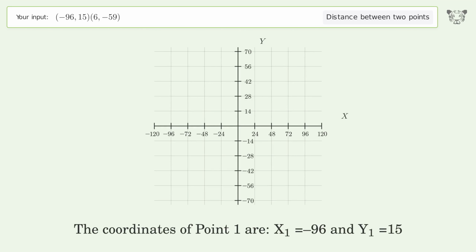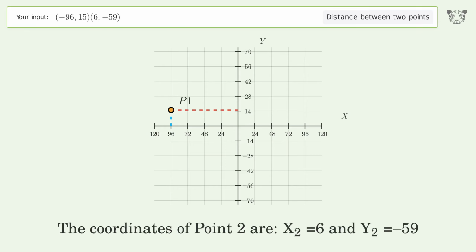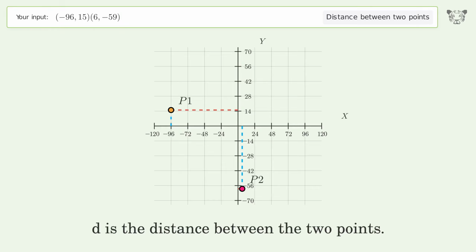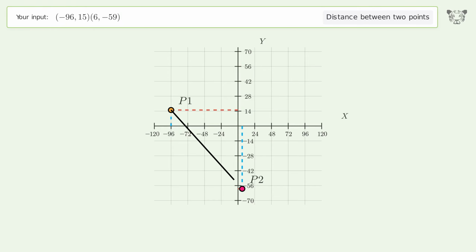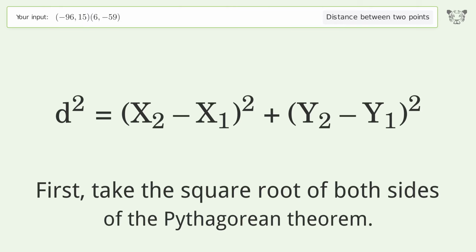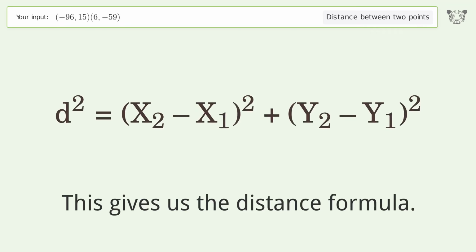The coordinates of point 1 are x1 equals -96 and y1 equals 15. The coordinates of point 2 are x2 equals 6 and y2 equals -59. D is the distance between the 2 points. First, take the square root of both sides of the Pythagorean theorem. This gives us the distance formula.